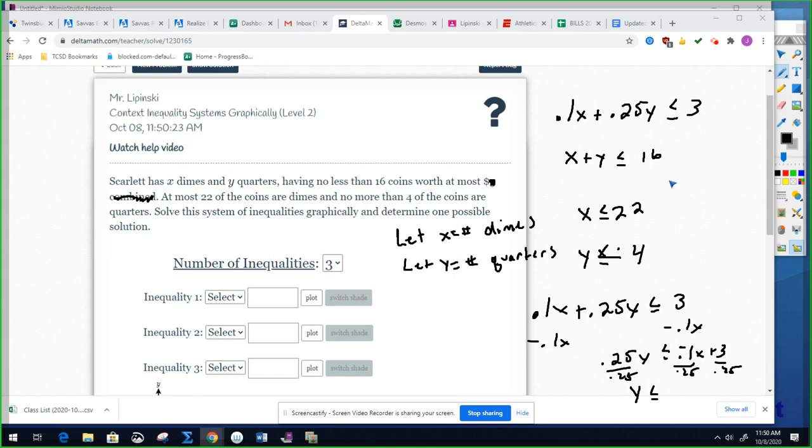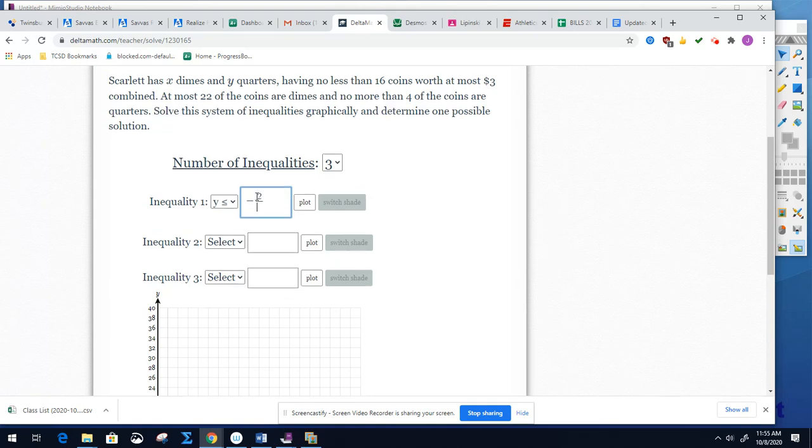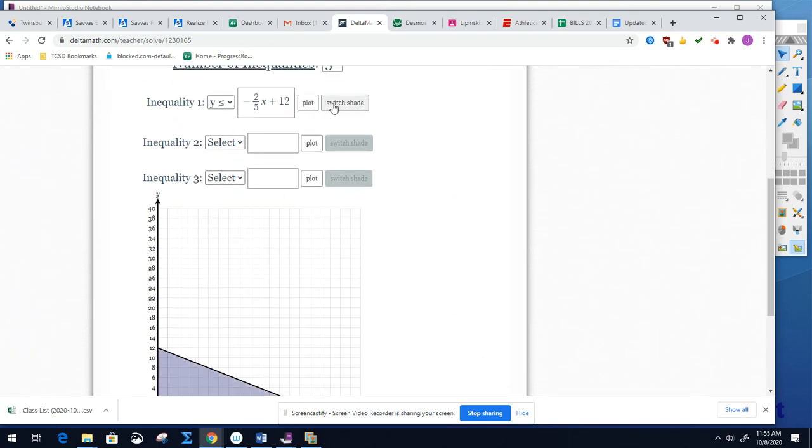So again, when you're putting these lines in here, you're going to have y is less than or equal to negative 2 over 5 x, and it does it for you, but you just have to make sure that you put these in correctly and you solve for y correctly and all your signs are correct. Plus 12. So now you've got y is less than or equal to, I'll plot that, and we're going to shade below.